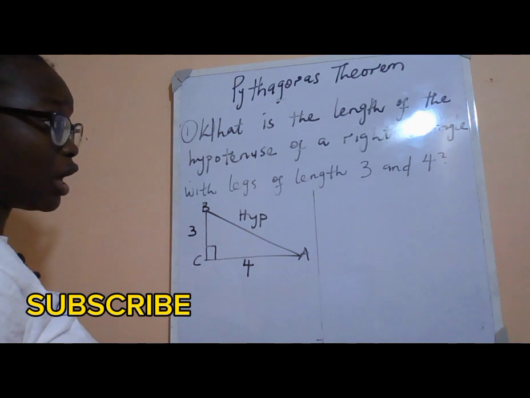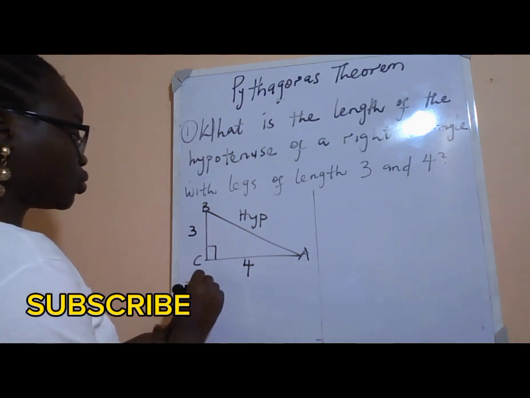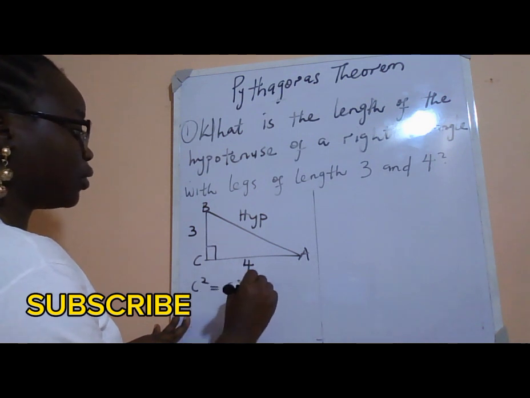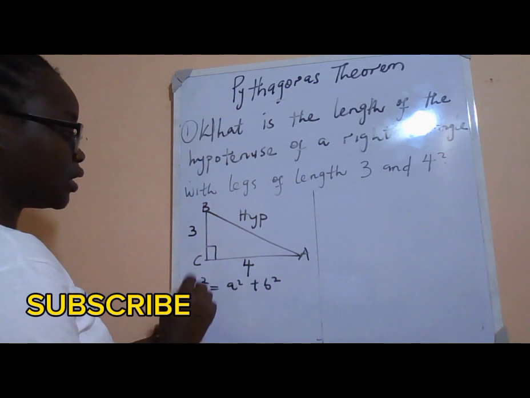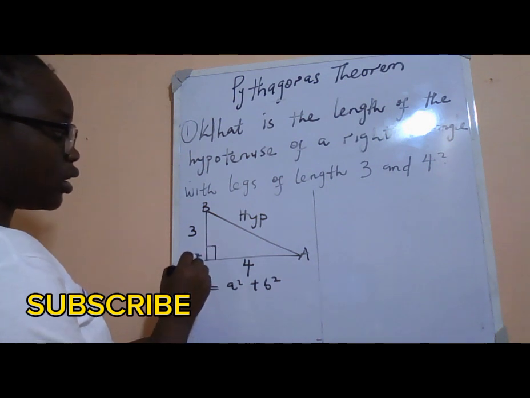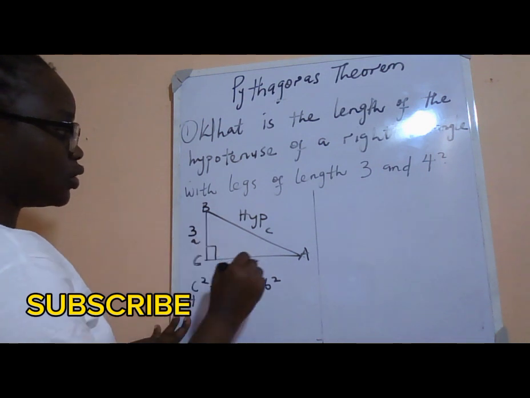Going by the formula, or the law of Pythagoras theorem, we state that c squared equals a squared plus b squared. Or you can say your hypotenuse, recall that this is your c squared. This is c, this is a, and this is what?